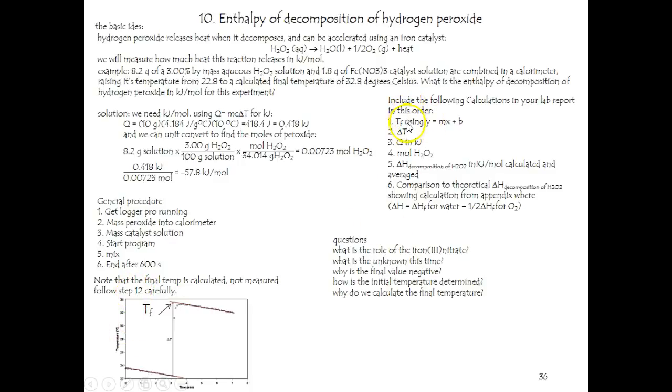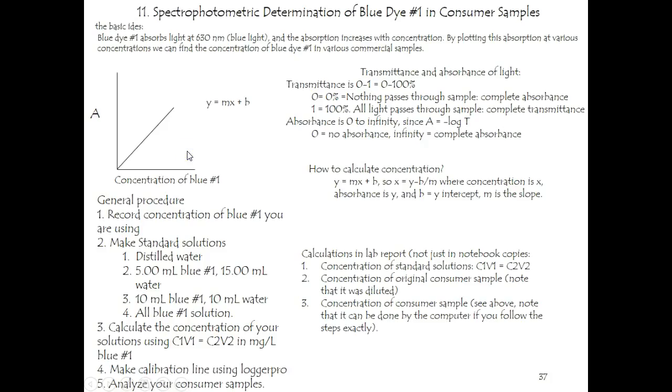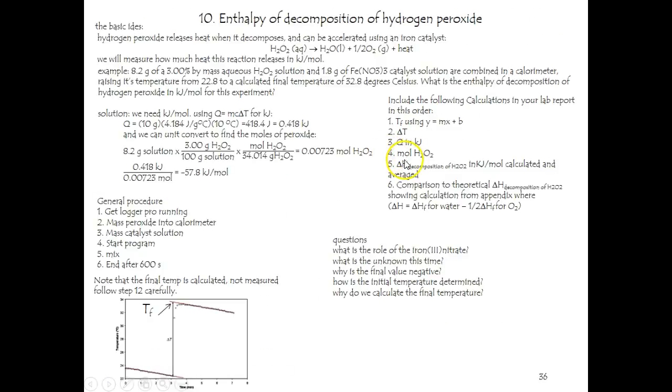Here are the 6 calculations we'd like. The final temperature using y equals mx plus b to get that. The change in temperature, T final minus T initial. The heat released in kilojoules, use the sample calculation as an aid. The moles of hydrogen peroxide, use the sample calculation to aid you. The enthalpy of decomposition of hydrogen peroxide in kilojoules per mole, just take the kilojoules, divide it by the moles.